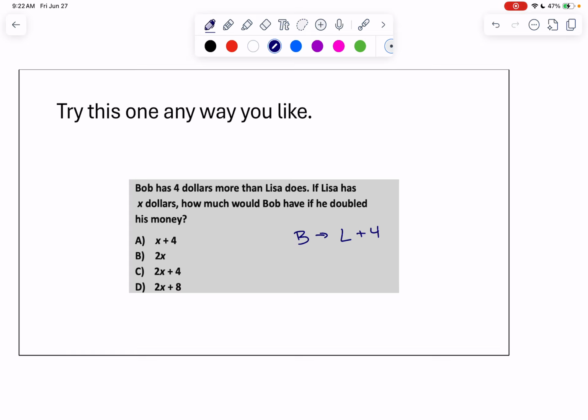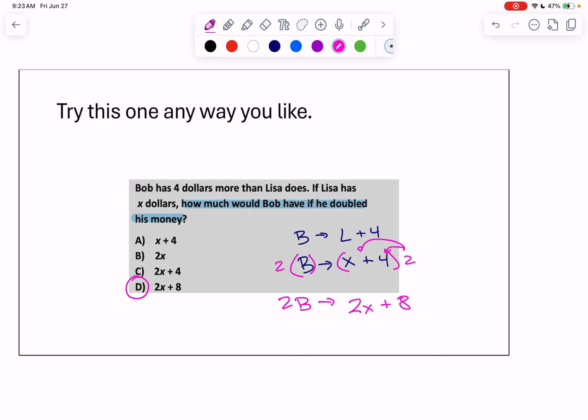If Lisa has X dollars, oh, they're telling me I should swap out my L for an X. How much, and I'm going to highlight this, how much would Bob have if he doubled his money? Okay, so we're thinking about this. Double means multiply by 2. So I should take what Bob equals and multiply that by 2. If I distribute my 2, which we must remember to do, I get 2x plus 8, which would be D.